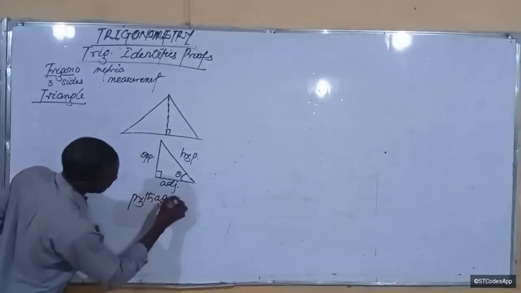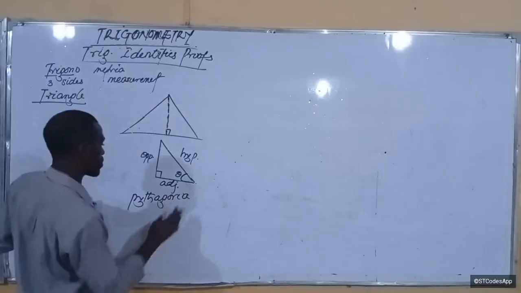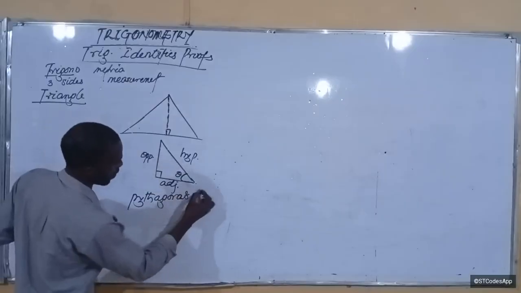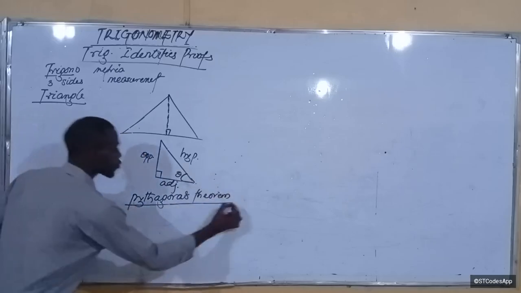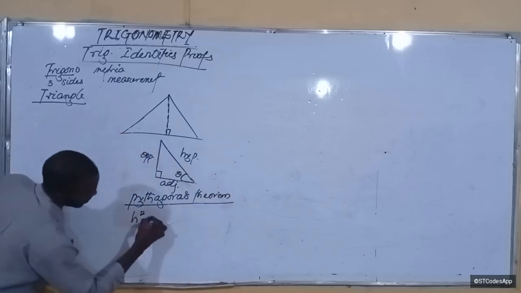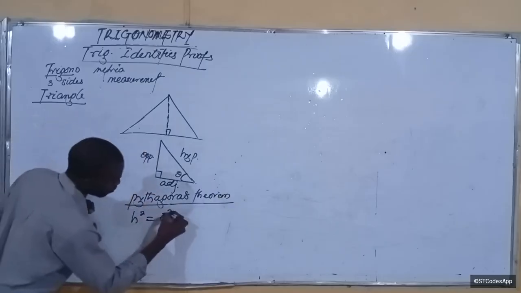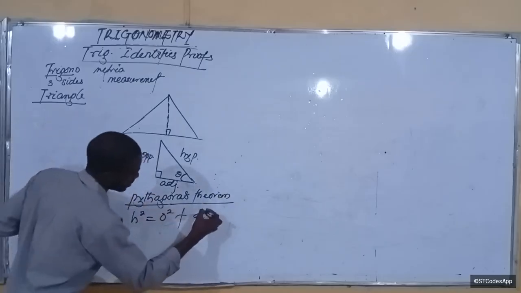Pythagoras' theorem postulates that the hypotenuse squared is equal to the opposite squared plus the adjacent squared. Now you can try it.